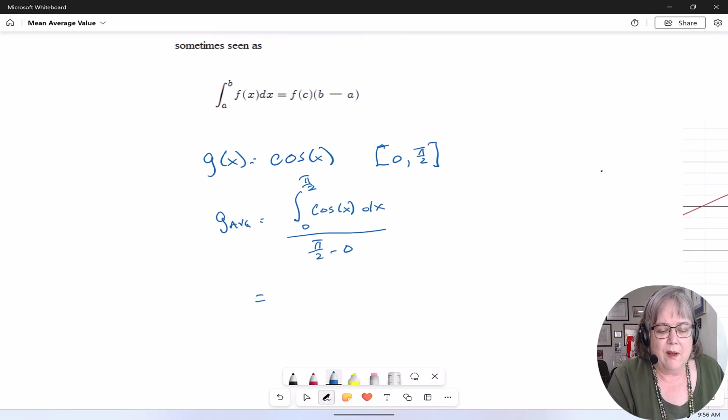So what do you get when you integrate cosine? You get sine, and you're going to evaluate it from 0 to pi over 2.